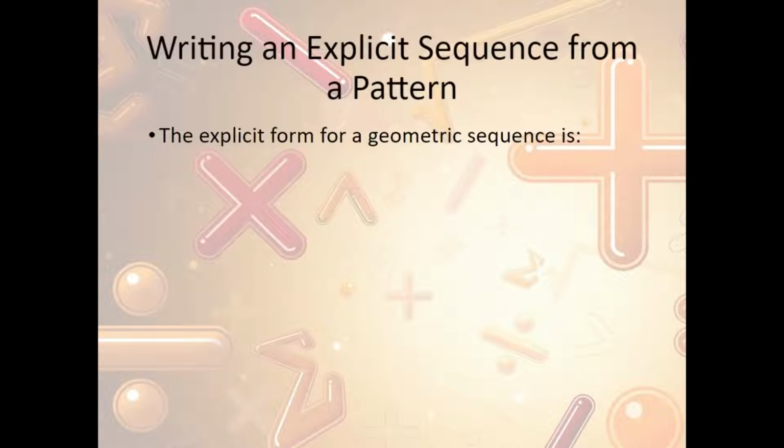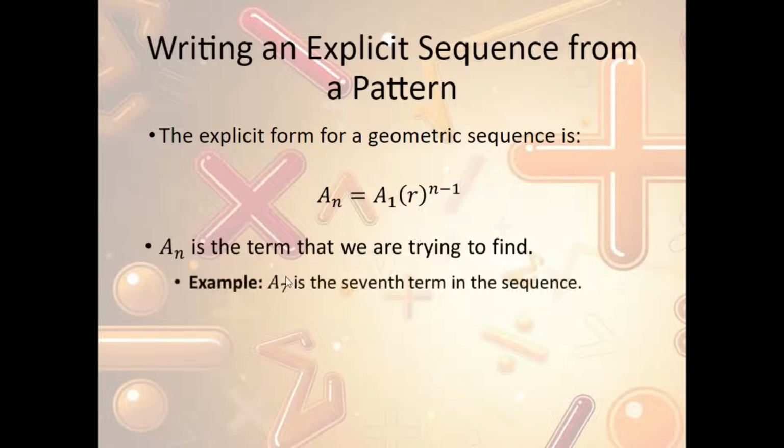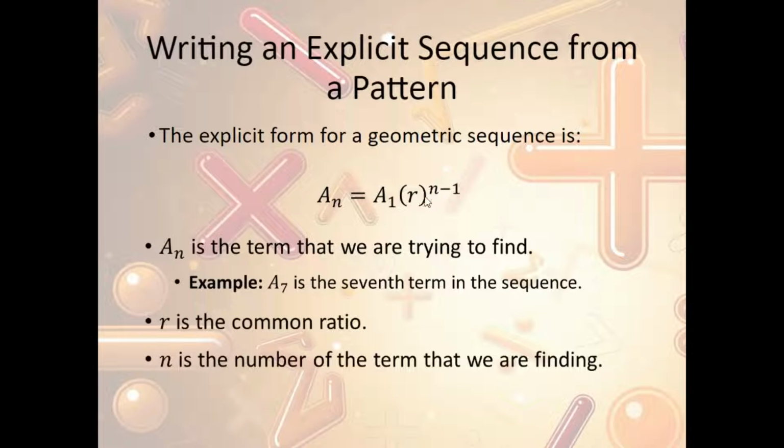Now let's talk about the explicit form for a geometric sequence. The explicit form looks like this: a_n is equal to a_1 times r to the n minus 1 power. a_n in this case represents the term we are trying to find. For instance, a_7 would be the 7th term in the sequence. r represents the common ratio. n represents the number of the term that we're trying to find. And a_1 represents the first term in the sequence.